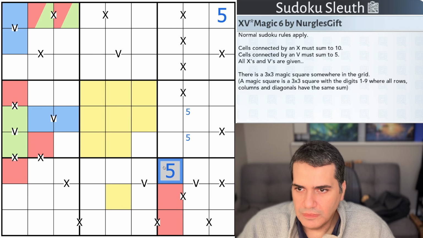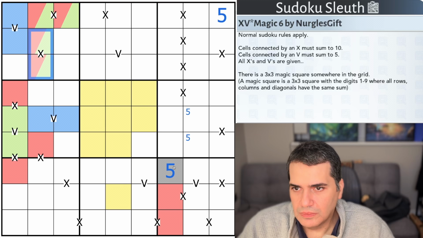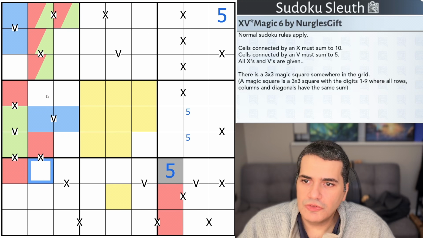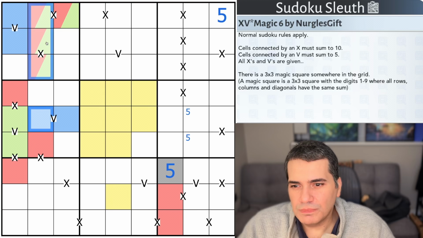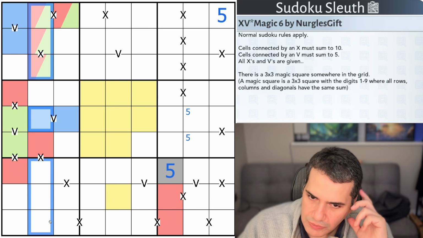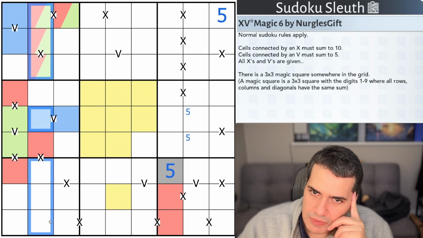Fives are gray. This is green-red. Feels unlikely that this is green. But actually the better way to look at it is I've got at least one green, at least one blue. Yeah, but you see, this could be red. And then I can actually have a second low digit in here. Yeah, it's not very helpful. I was sort of going off piste a bit there.